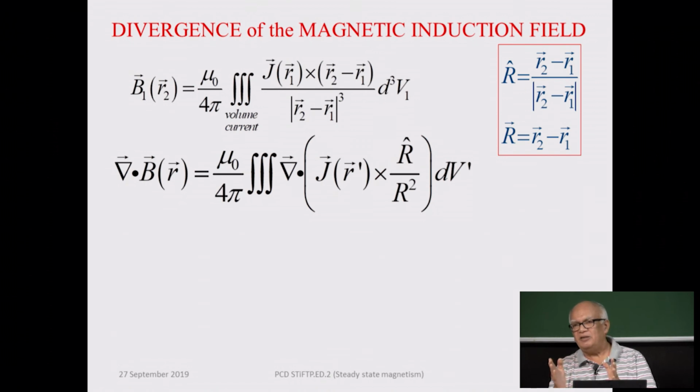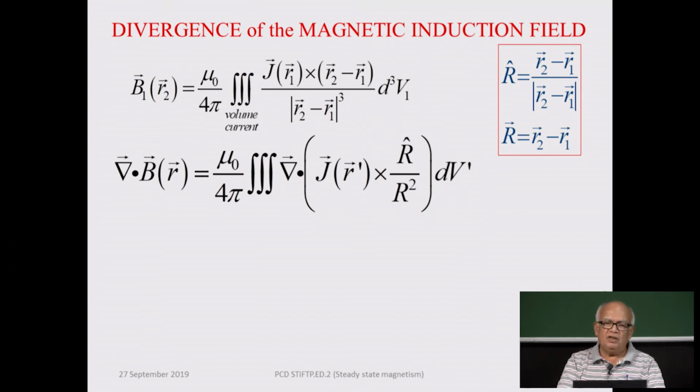These two are completely independent, right. You can consider different field points without moving the source, and at the same field point you can find what will be the magnetic induction field if you move your source. Okay. So, the differentiation with respect to the field point and the integration with respect to the source are completely independent operations. So, you can move the operator gradient inside the integration and take the divergence of j cross r over r square. Got it?